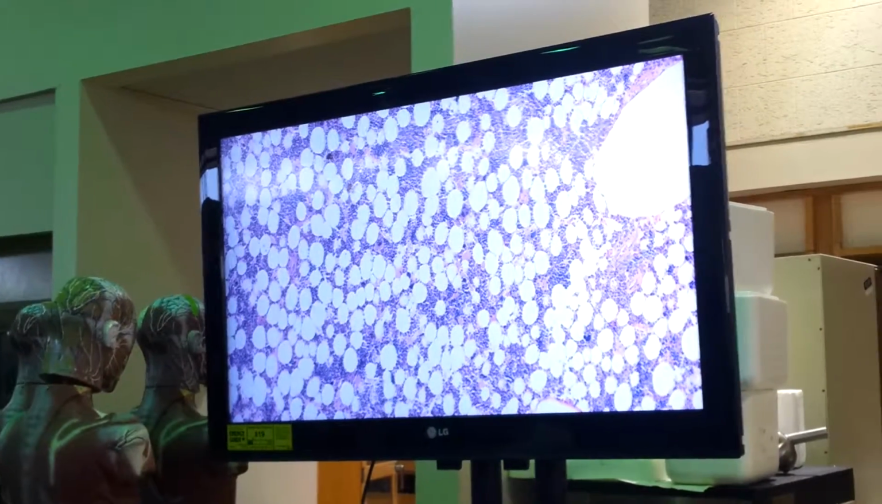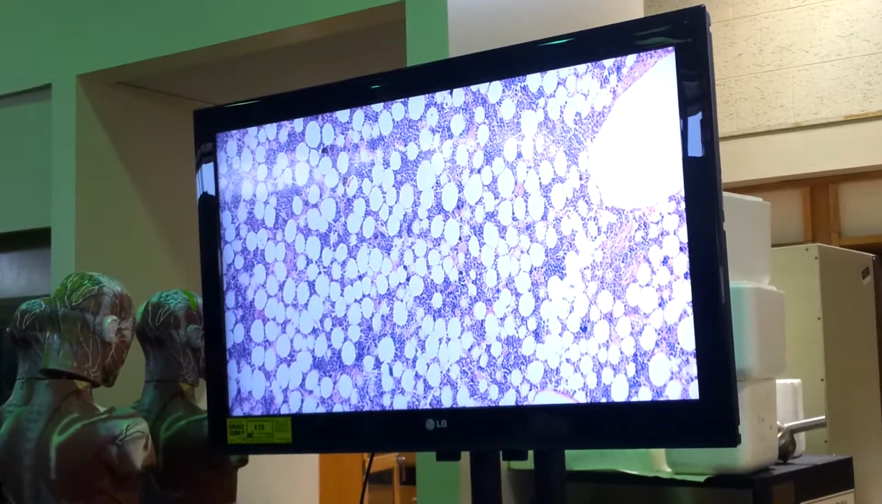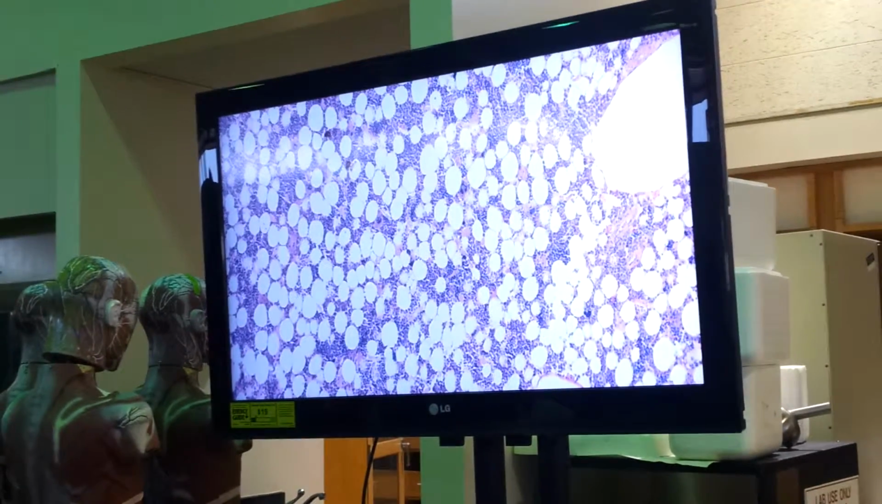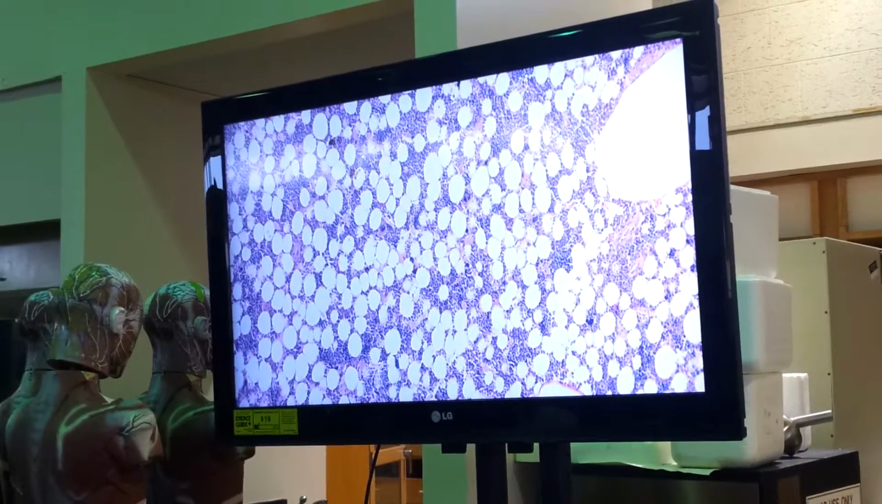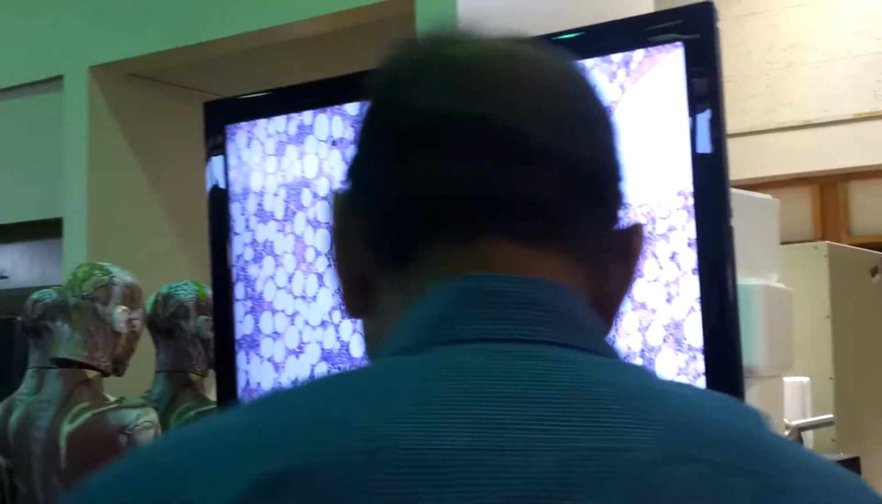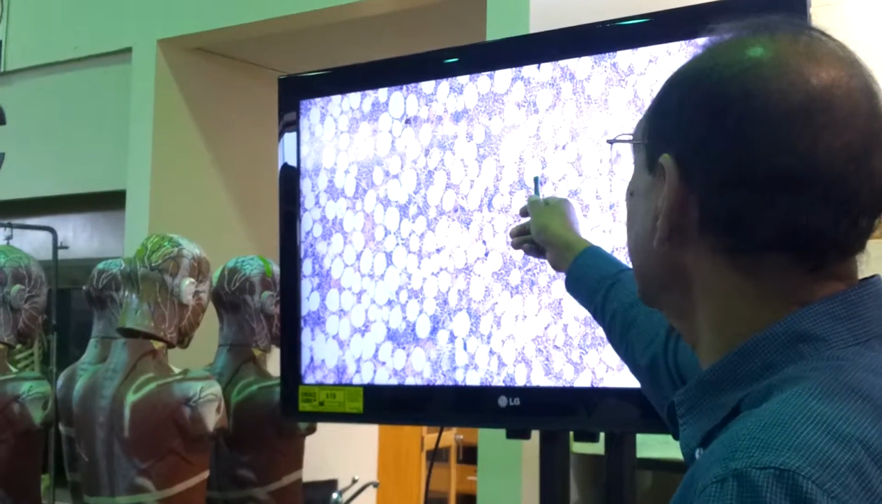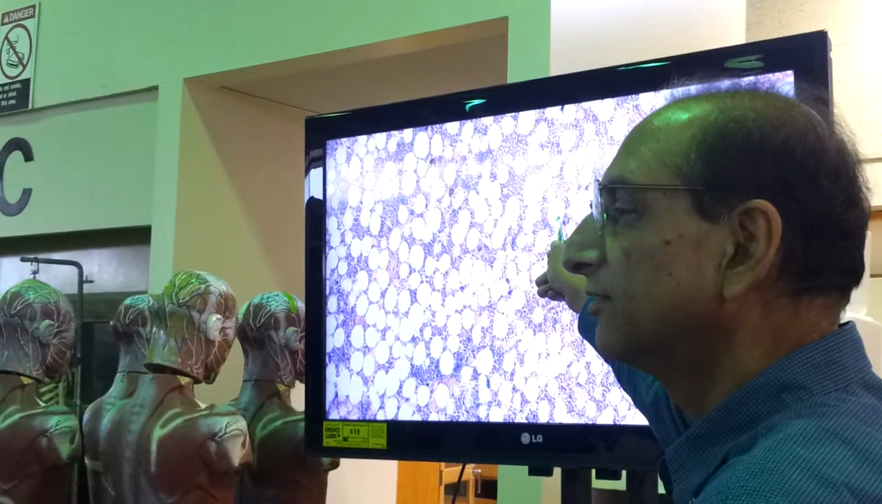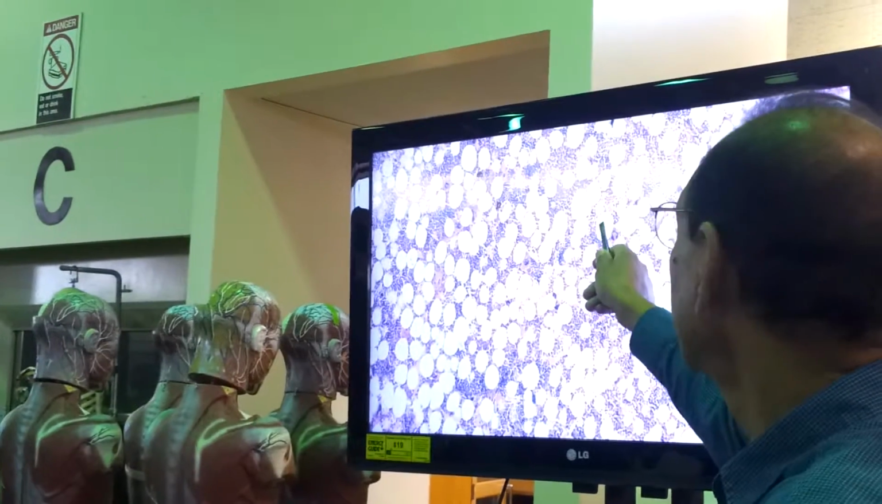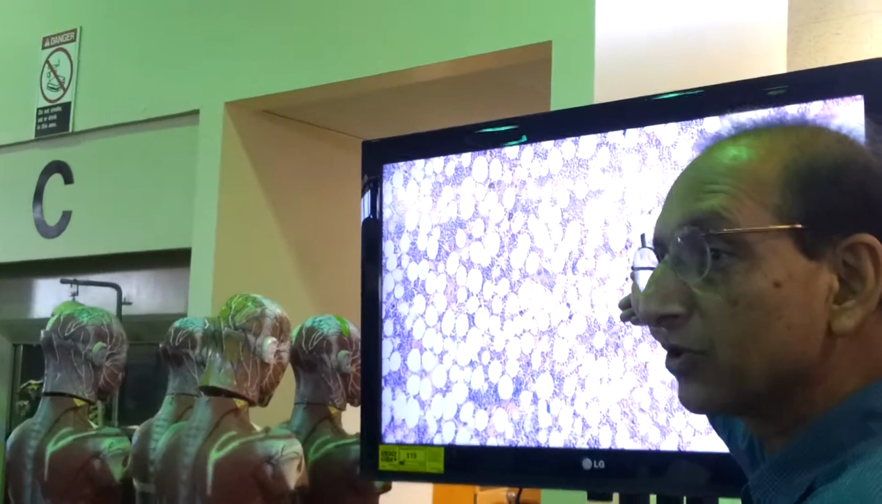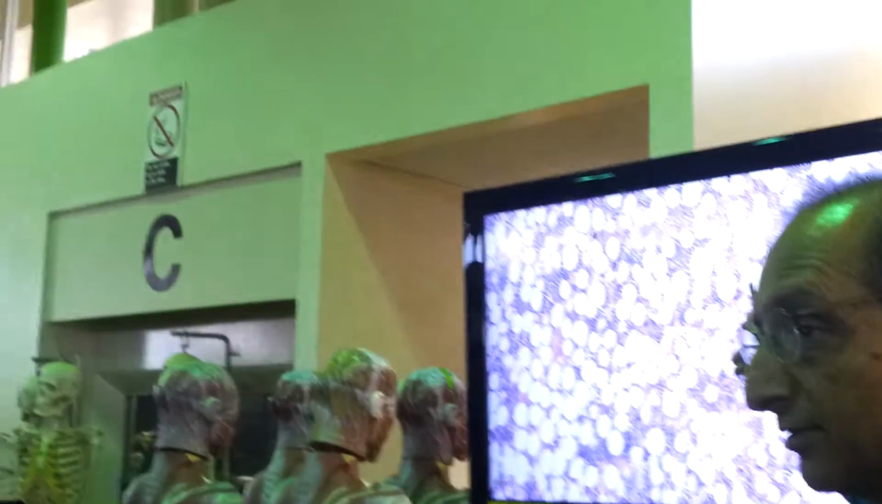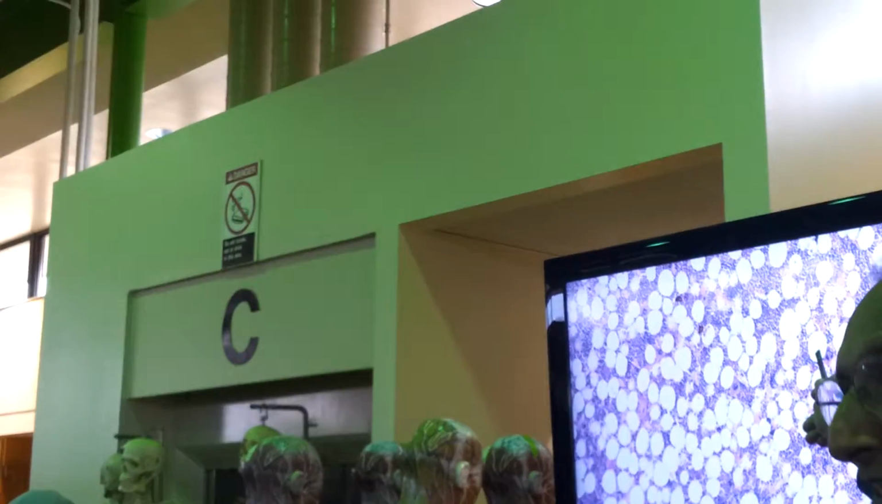Then you have to identify 3 different cells. And those cells are, number 1, I think you should all know. What do you call these cells? These cells are fat cells, adipose cells. Adipose cells or fat cells, right?